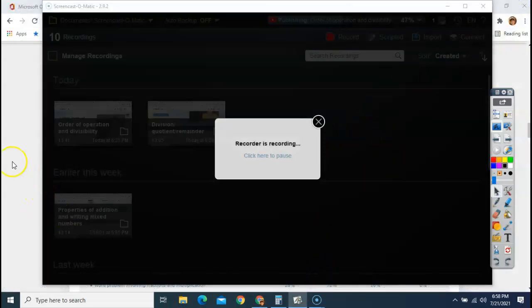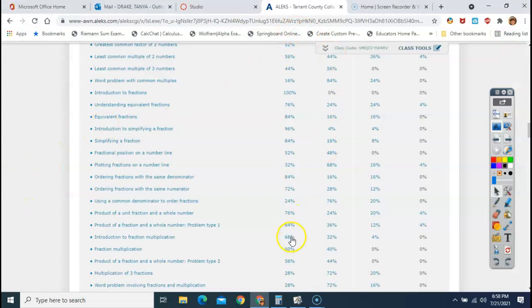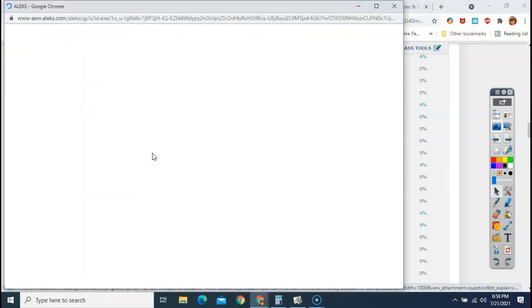Let's take a look at the next one. Plotting on a number line. Fractional position on a number line. What is that? Let's take a look.